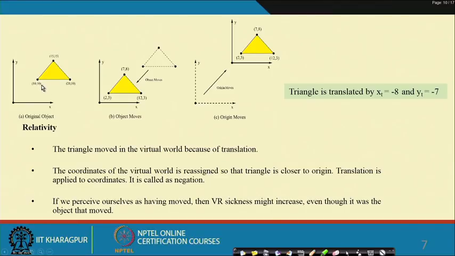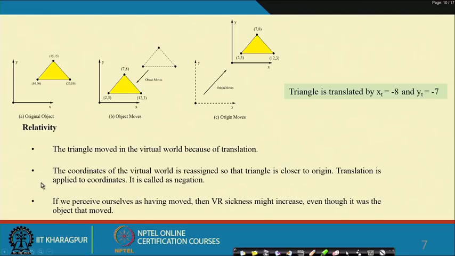If the original coordinates were (10, 10), (20, 10) and (15, 10), and the triangle is translated by xt equal to -8 and yt equal to -7, then giving xt equal to -8, 10 minus 8 is 2. Similarly along the y axis, 10 minus 7 is 3. So the transformed coordinates of the triangle are (2, 3), (12, 3) and (7, 8). In this case, what we did is move the object by giving the translation property to a particular triangle.